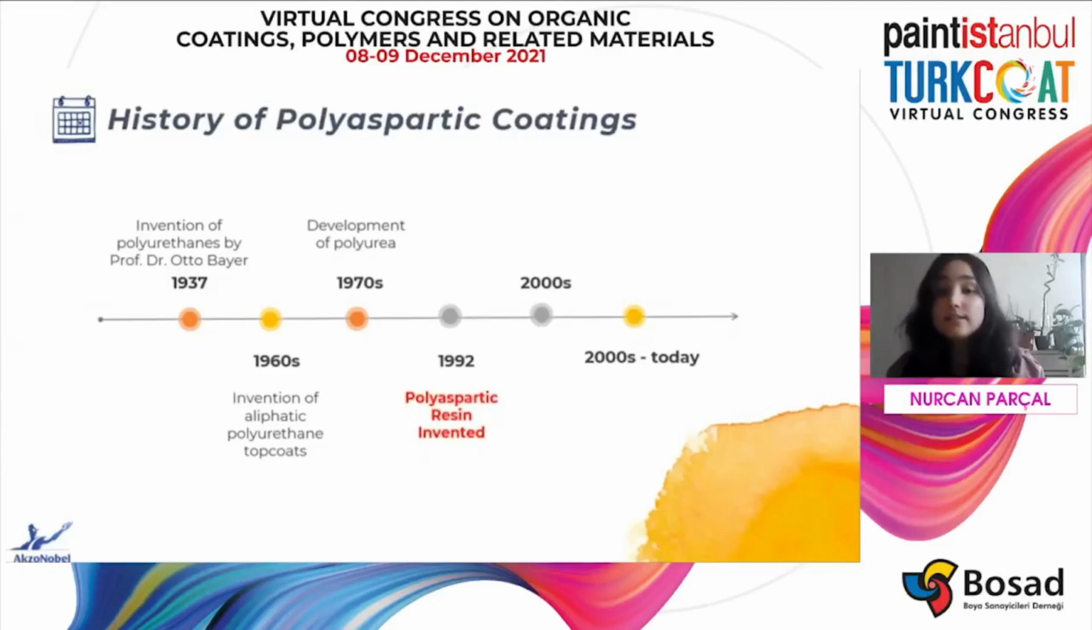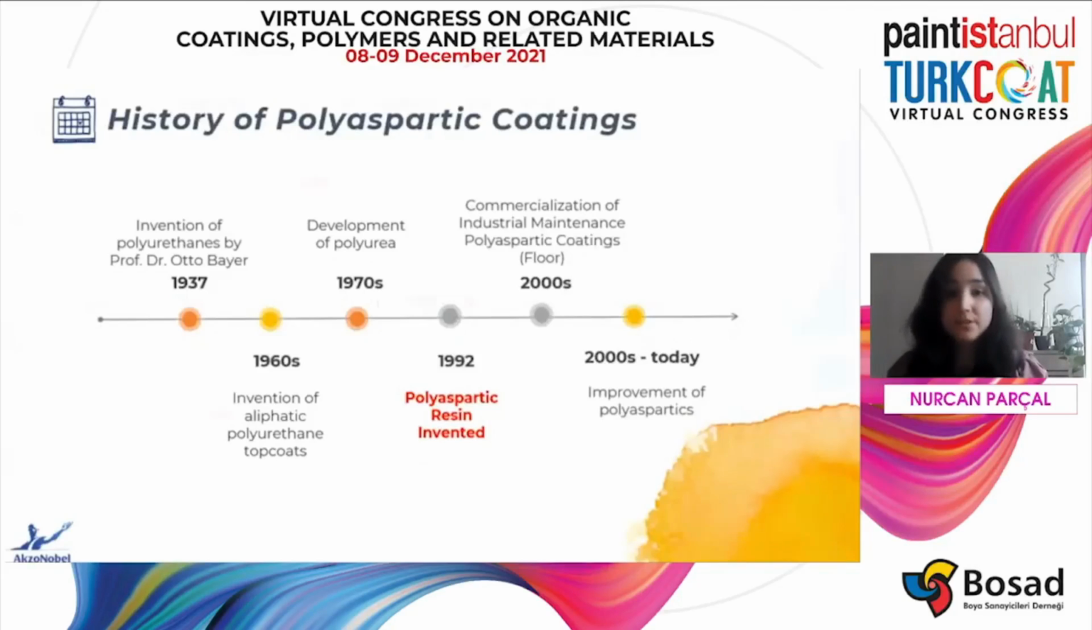In 1992, polyaspartic resin was invented. After that, set time was increased to 25 minutes from just 3 seconds. It enabled the commercialization of industrial maintenance polyaspartic coatings in the 2000s. We can say that it is a relatively new research field with a great potential for improvement.